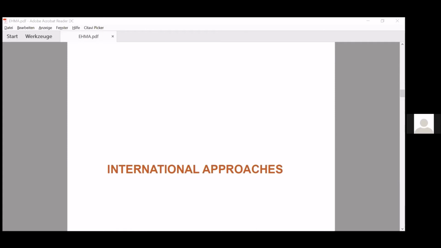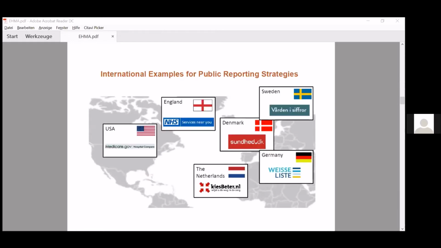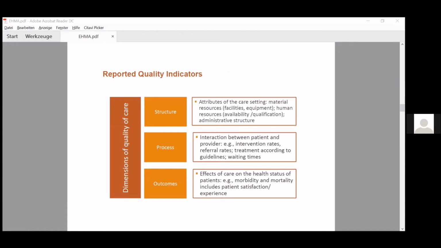Many international healthcare systems are using this approach. They are investing in public reporting. I have only some examples here, but there are many, many more. And of course, all these systems use the concept Timmy introduced already, the triad of structure, process, and outcome indicators.